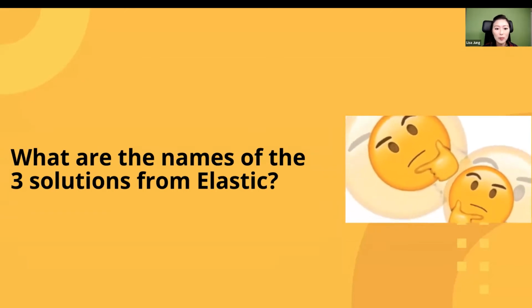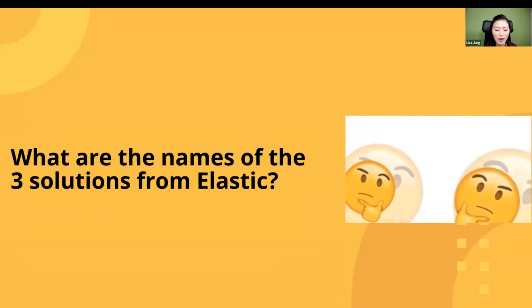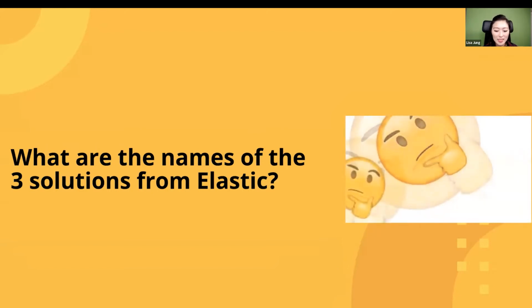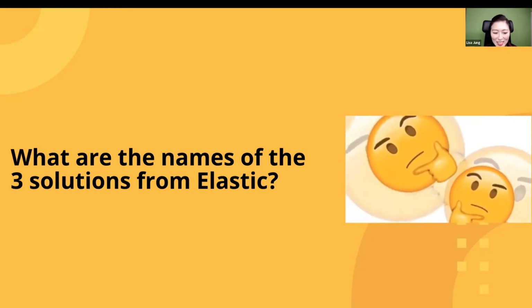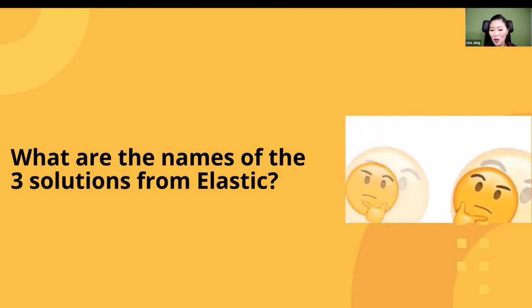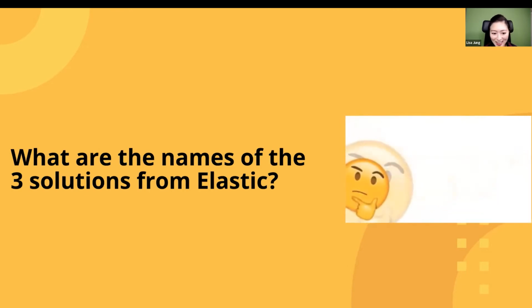So last pop quiz, I'm gonna pull it up here. Okay, so what are the names of the three solutions from Elastic? Okay, so the correct answer is actually Elastic Enterprise Search, Elastic Observability, and Elastic Security. Now, Elasticsearch, Logstash, and Kibana are actually three products from the Elastic Stack.